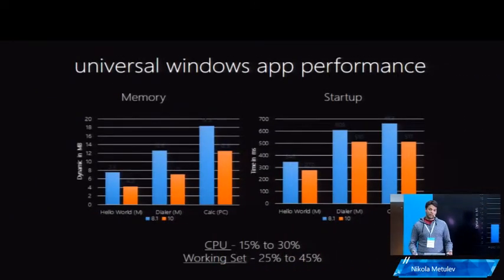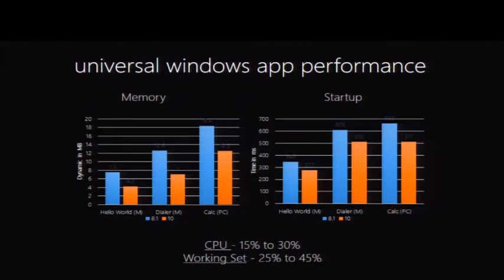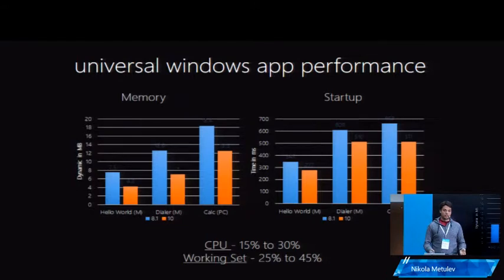And we've done some testing to see how fast XAML on Windows 10 is compared to previous platforms. And in fact, if you compile an application from 8.1 to Windows 10, just without changing anything, the performance of this application increases. So the CPU performance goes down on applications that are compiled for Windows 10. The working set, the memory, actually decreases as well on applications. And you can see in some cases up to 45% of the working set is removed, and CPU is up to 30% in some cases. So just by not doing anything on your applications, you get this better performance.